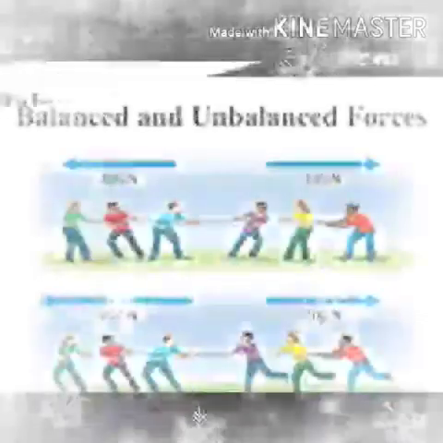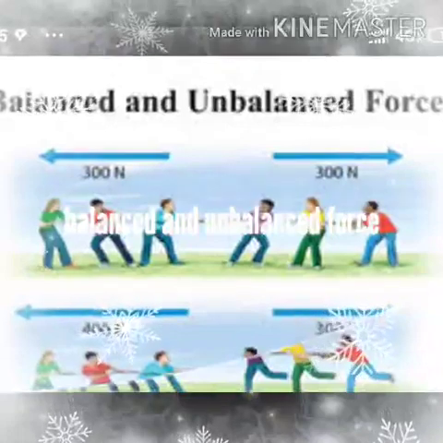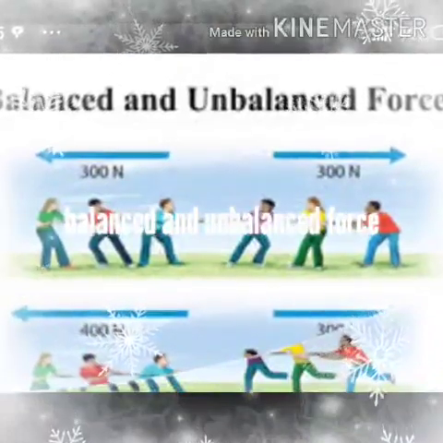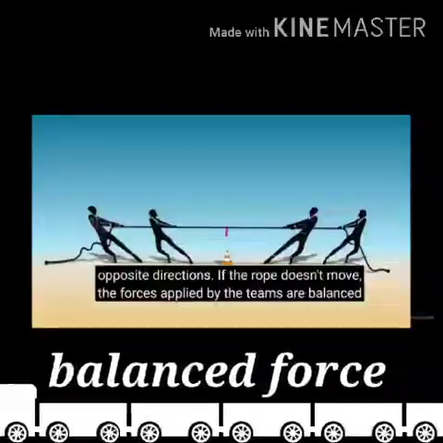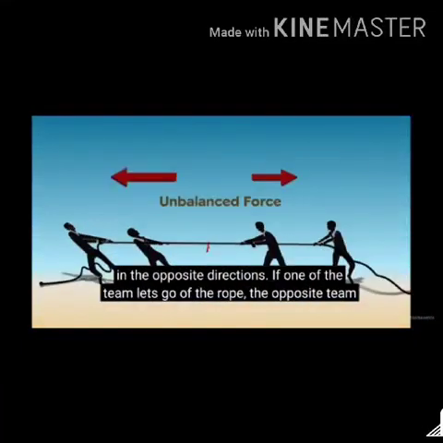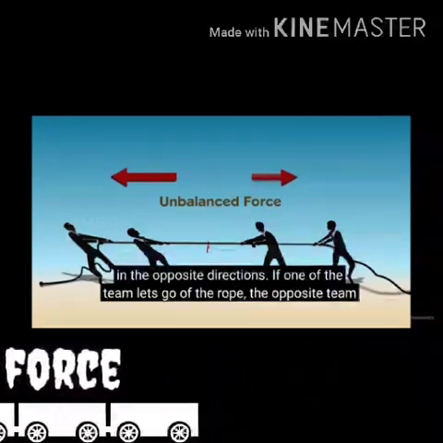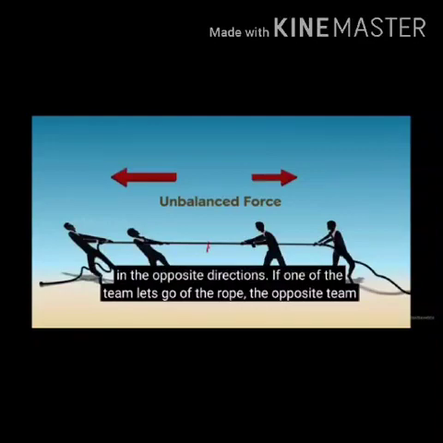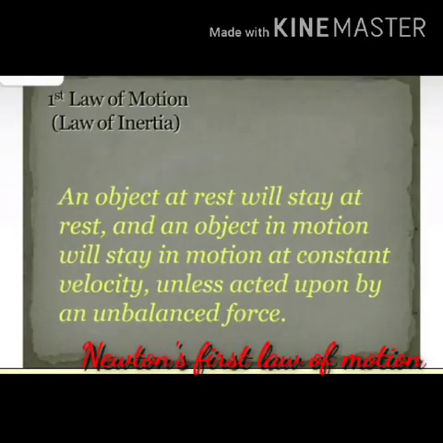Newton's first law of motion. Balanced and unbalanced forces. You must have played tug of war. So long as the forces applied by both sides are equal, that is a balanced force. The center of the rope is static in spite of the applied forces. On the other hand, when the applied forces become unequal, that is an unbalanced force.